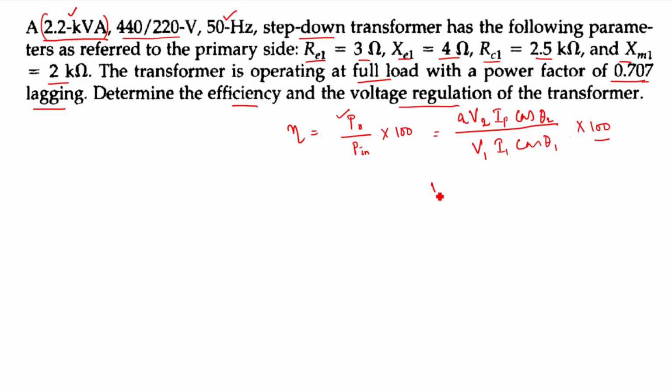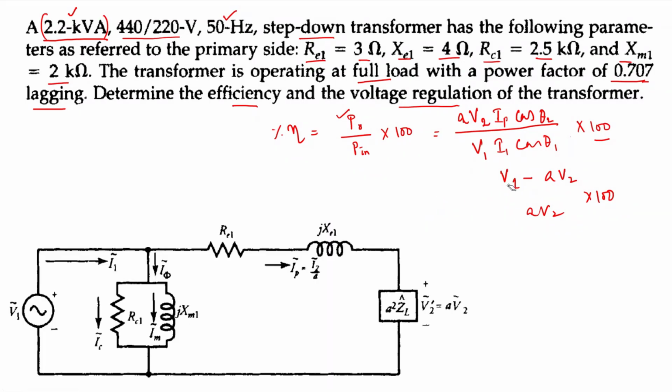And the voltage regulation for this circuit, we know the no load voltage is V1, so it is (V1 minus AV2) by AV2 into 100. So this will give me the percentage voltage regulation. This is the percentage efficiency. So now I can find it, and then we can proceed. You can see the problem.